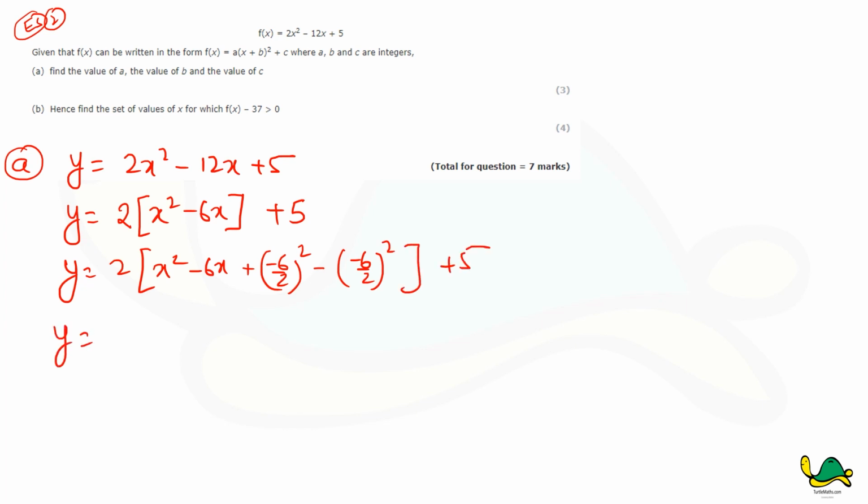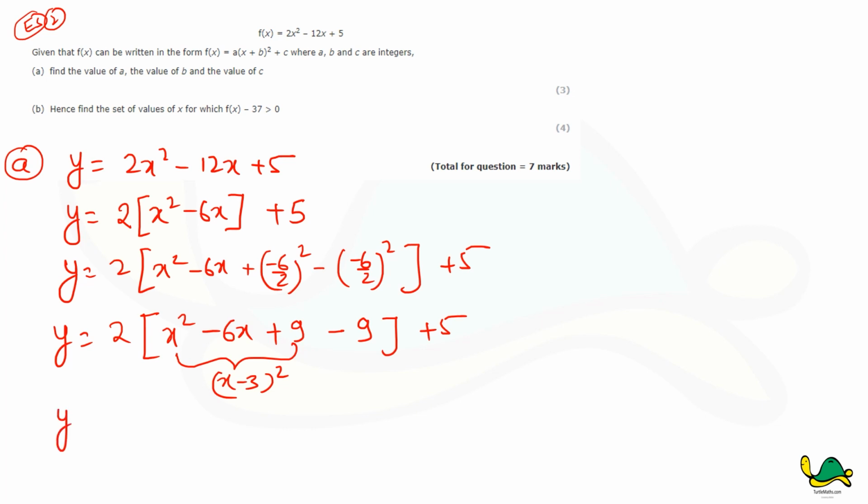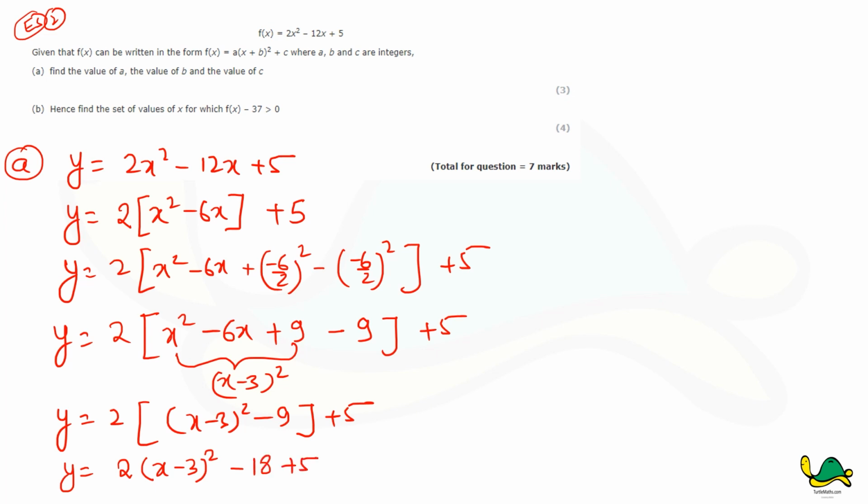That will give us y = 2(x² − 6x + 9 − 9) + 5. This quantity over here is nothing but (x − 3)². We will get y = 2[(x − 3)² − 9] + 5. Let's open the bracket, or expand the bracket. We will have 2(x − 3)² − 18 + 5.